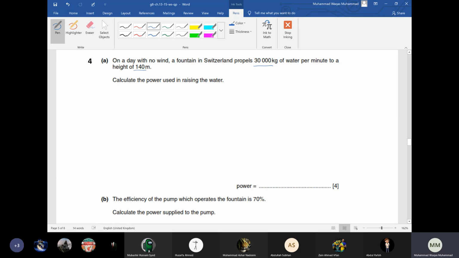Calculate the power used in raising the water. So beta, what is power equal to? Power is equal to work done divided by time taken, or energy transferred divided by time taken, right? Fine. Now beta, what is the work done in raising the water?